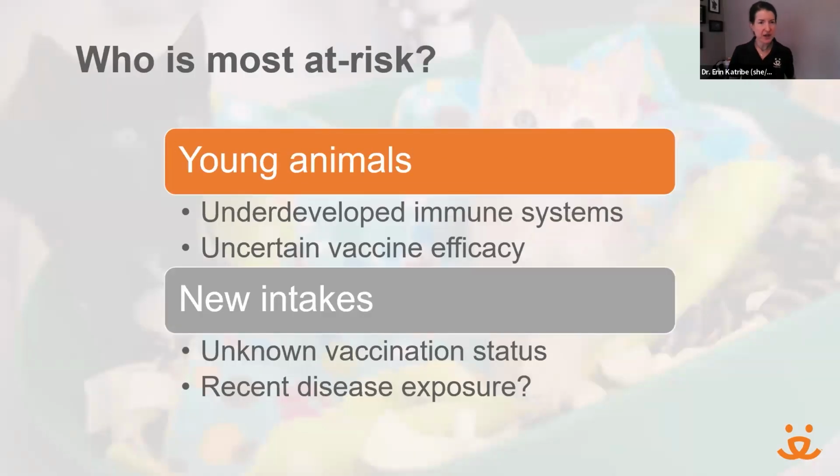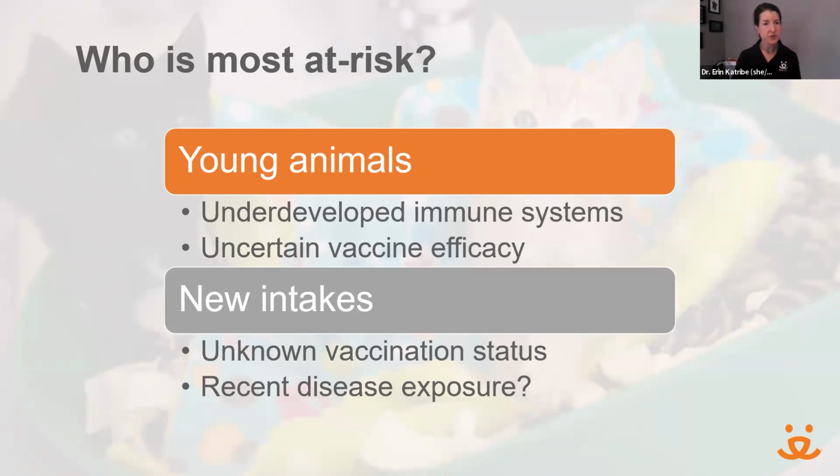When I think about animal shelters, I also like to think about who is the most at risk for becoming infected with infectious disease. So, who are we the most worried about? And that's going to be two categories of animals. It's going to be young animals. So, puppies and kittens, they have underdeveloped immune systems. And what we'll talk about here in just a bit is even if we're vaccinating them on the appropriate schedule, we don't know for sure that our vaccines are effective. Again, we'll address that in a second, but just keep in mind young animals, very high risk.